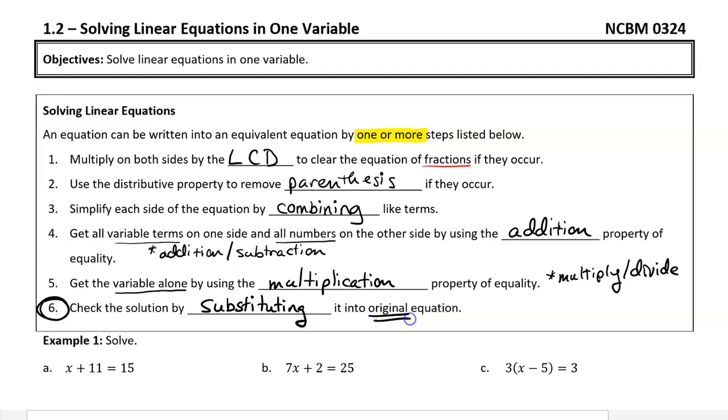into the original equation. And when we substitute it in, we have to make sure that the left side is equal to the right-hand side, right? That equal sign, that equality holds, right? It's satisfied there. Let's try a couple.